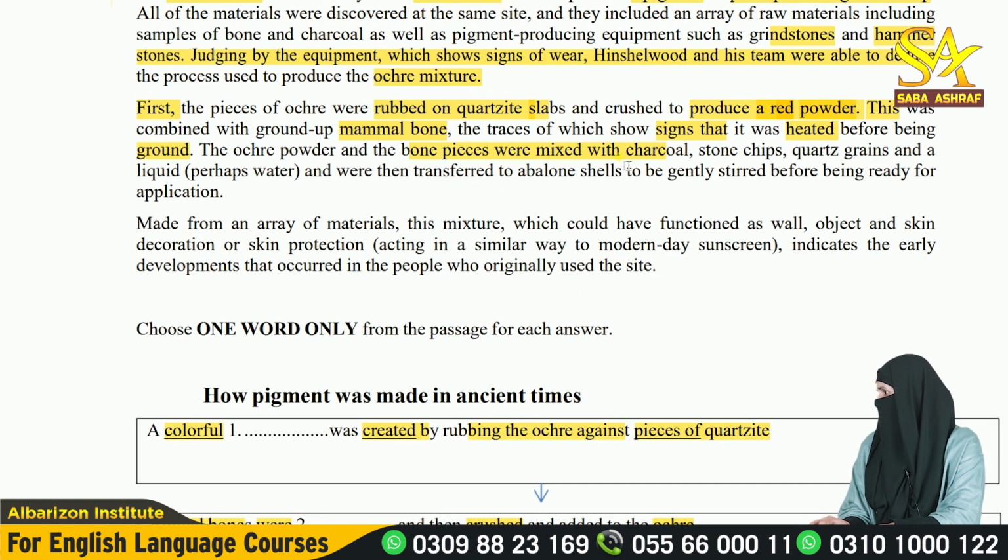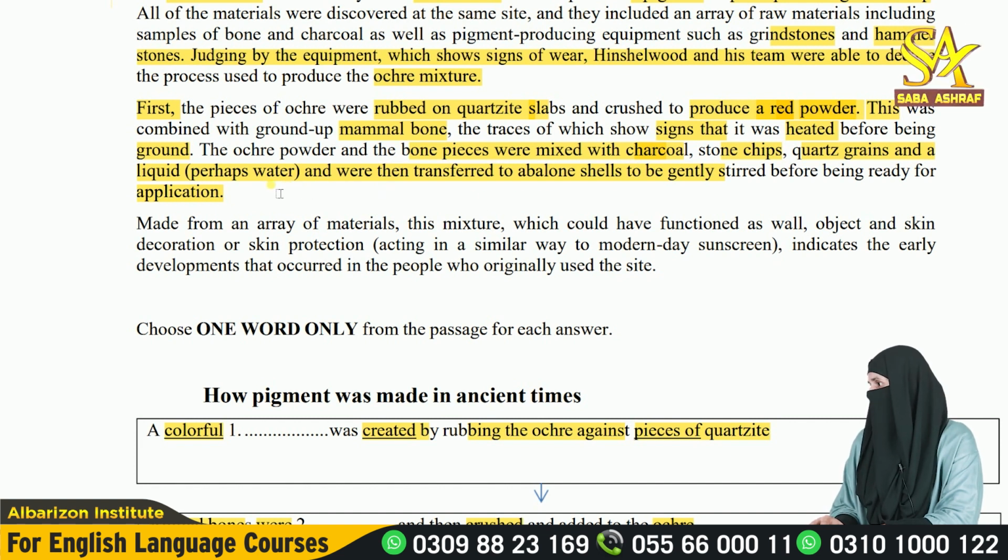Bone pieces were mixed with charcoal, stone chips, quartz grains and a liquid, perhaps water, and were then transferred to abalone shells to be gently stirred before being ready for application. Other solids हमें मिल गए हैं and a liquid, perhaps water, and then transferred to abalone shells. तो इसमें हम क्या ऐड करेंगे? Liquid, perhaps water. Water is the right answer.